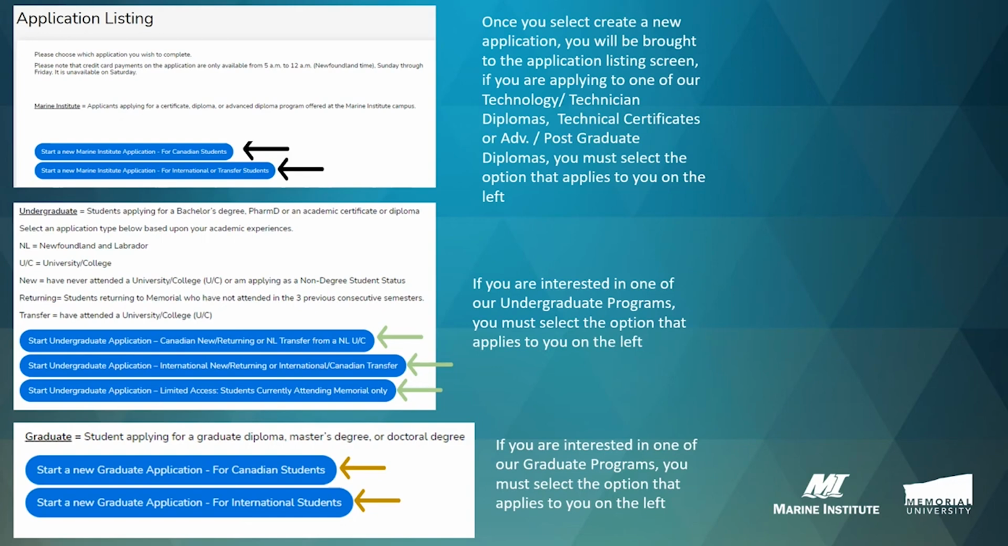The final option will be students looking to attend one of our graduate programs. So for this, there are 2 options, and those are to start an application for Canadian students or to start an application for international students. So it's important on this screen to select the option which applies to you based on the program you are looking to apply for.